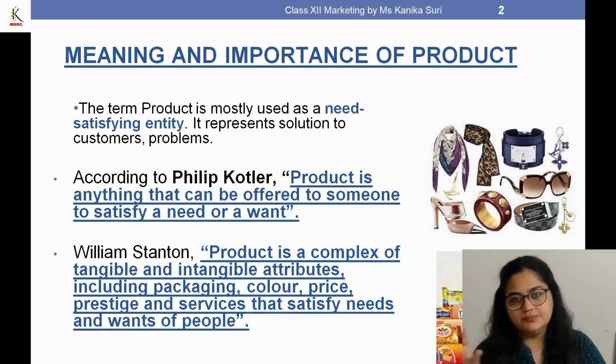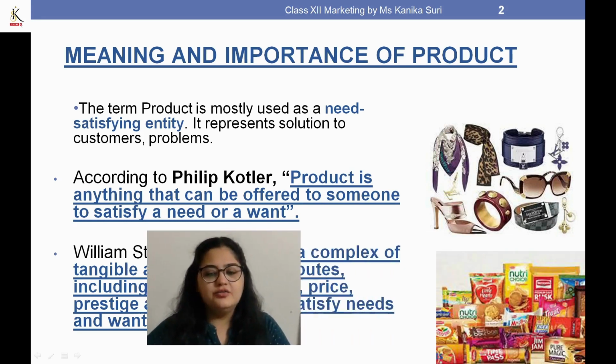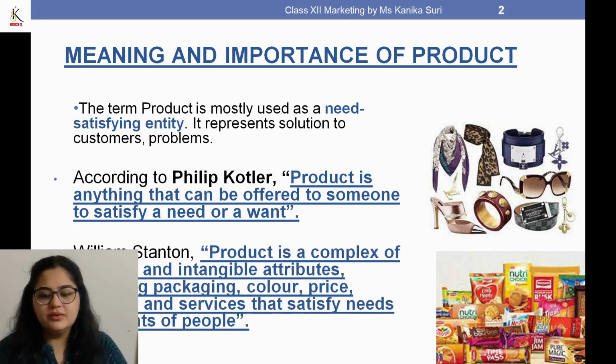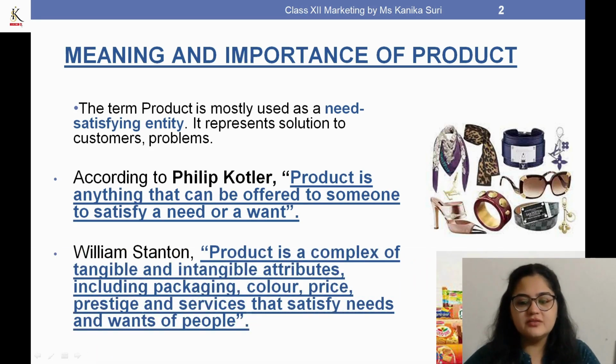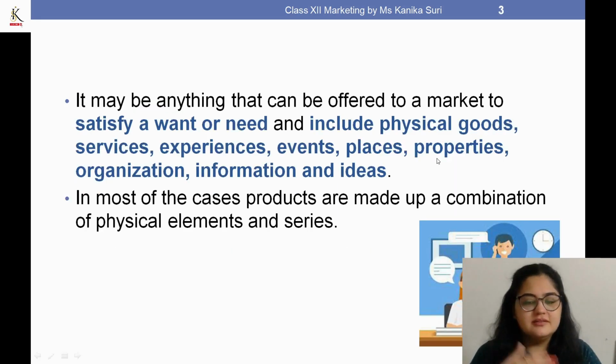So I have also taken here a few products, right? You can see scarves, belts, glasses, footwear. Then here you can see some biscuits, right? Little Hearts, Nutri Choice, Time Pass. So again, this is a bunch of products which you can see here. These are a few examples.